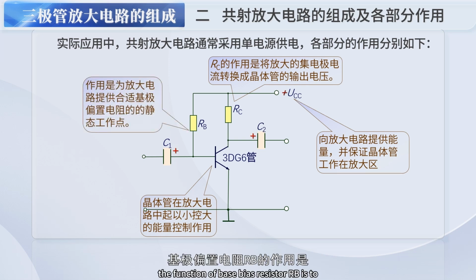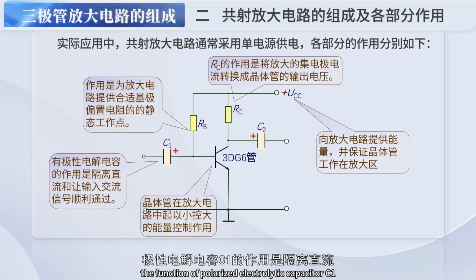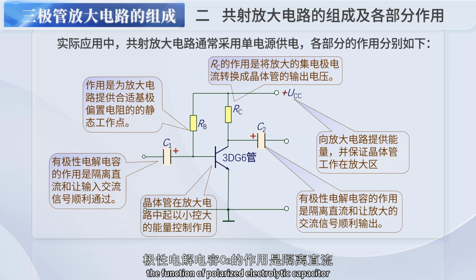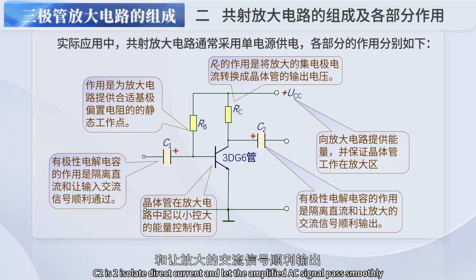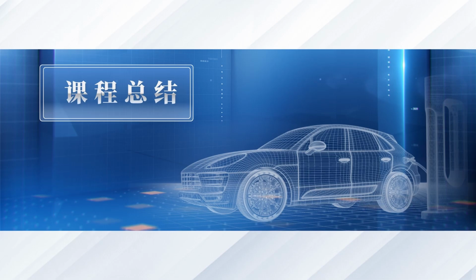The function of base bias resistor RB is to provide a suitable static operating point for the amplifier to ensure that there is no distortion after small signal amplification. The function of polarized electrolytic capacitor CE is to isolate direct current and allow the input AC signal to pass smoothly. The function of polarized electrolytic capacitor CR is to isolate direct current and let the amplified AC signal pass smoothly.